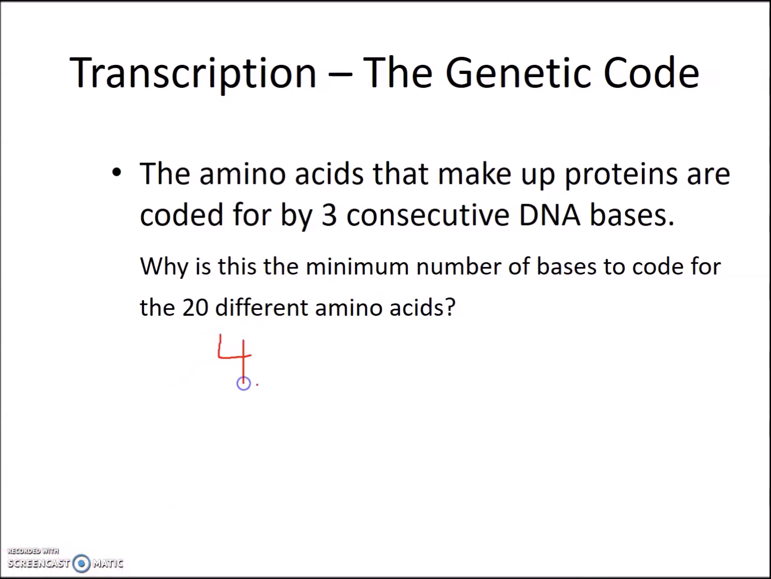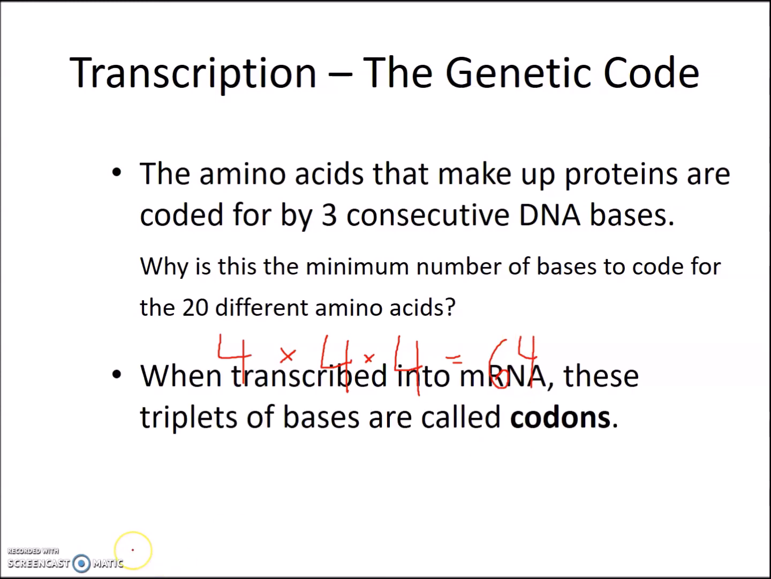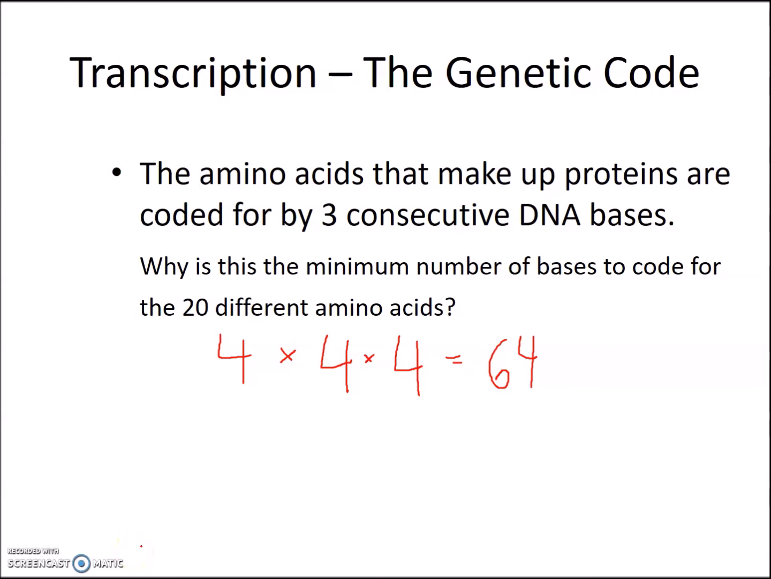4 nucleotides in the first position times 4 nucleotides that could occupy the second position times 4 nucleotides that could exist in the third position. Little bit of math here. 4 times 4 times 4, which is 16 times 4, gives you 64 possible codes.